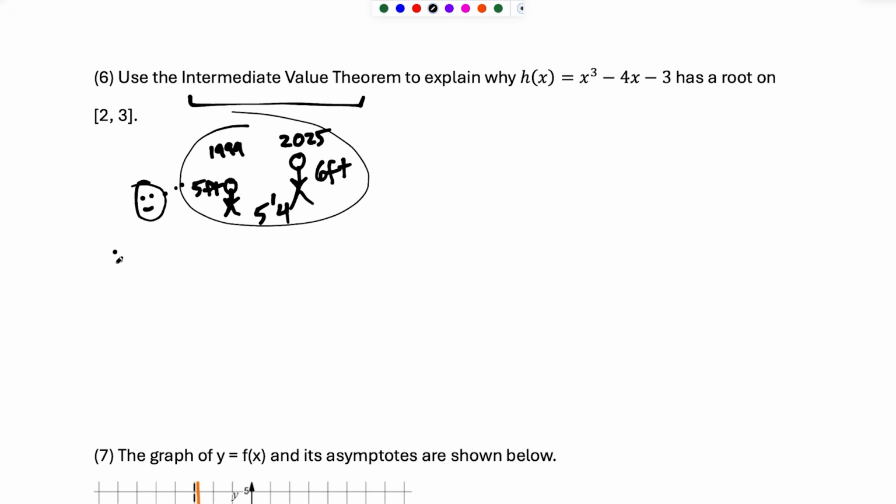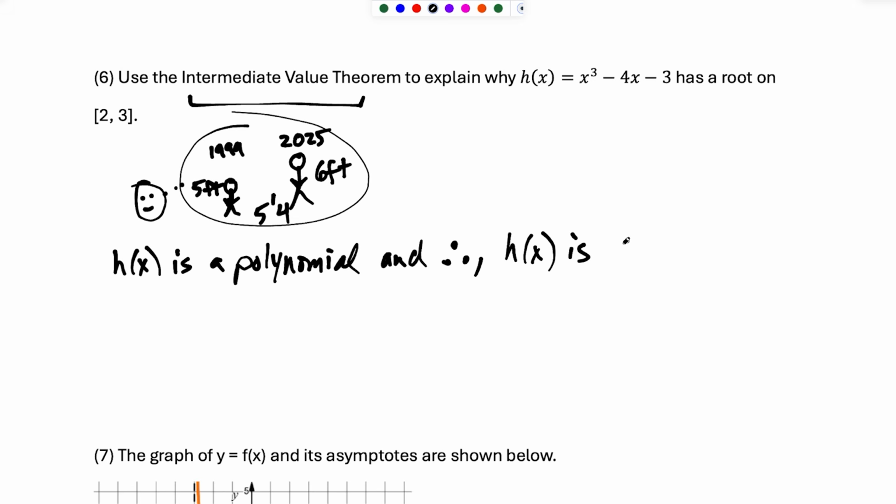So I'm going to say that h of x is a polynomial, and therefore h of x is continuous. That's something you're just allowed to say. You don't have to show the proof of this. You could just say, since h of x is a polynomial function, h of x is continuous. In AP Calculus, they'll say things like h of x is differentiable, and if h of x is differentiable, that implies that h of x is also continuous.